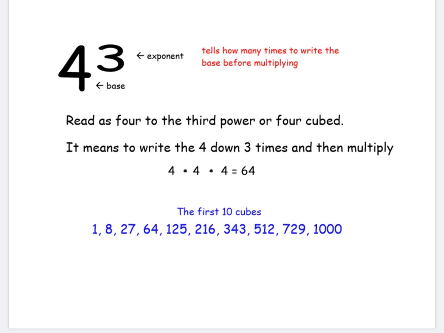What it means, again, is the same thing as a square, except it means to multiply the base, or the 4, by itself, this time 3 times. So 4 times 4 times 4, which would be equal to 64.